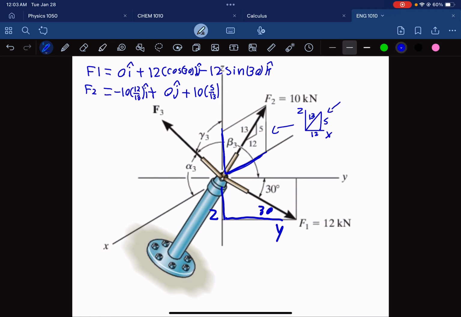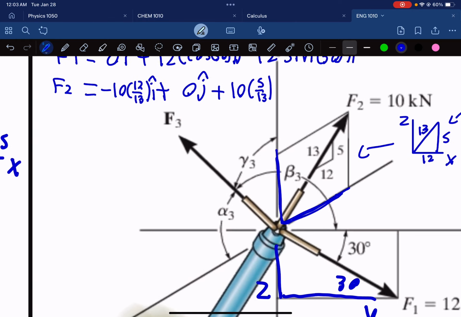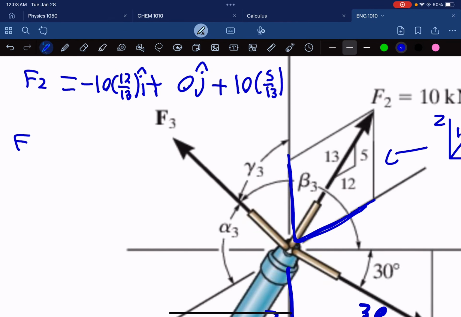So there it is. And now we want to find the magnitude of F3. So first we have to find the x, y, and z, or i, j, k of that. So what we want to do is we just go F3x equals, F3y equals, F3k equals.